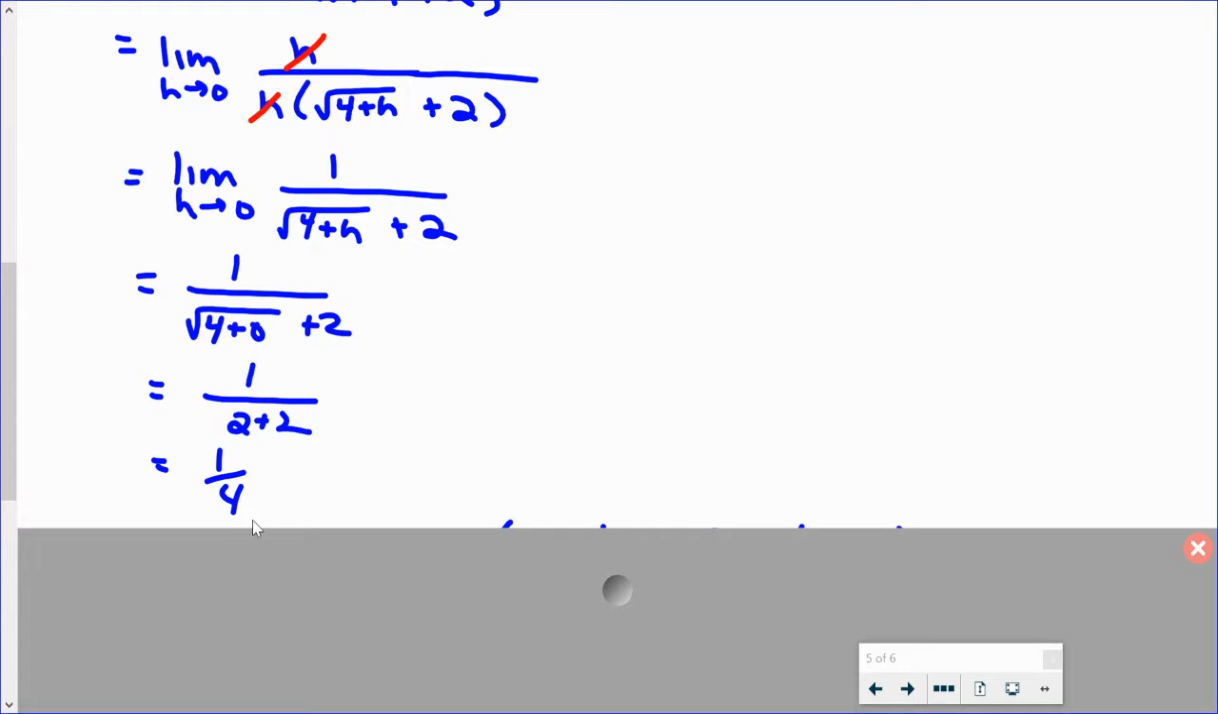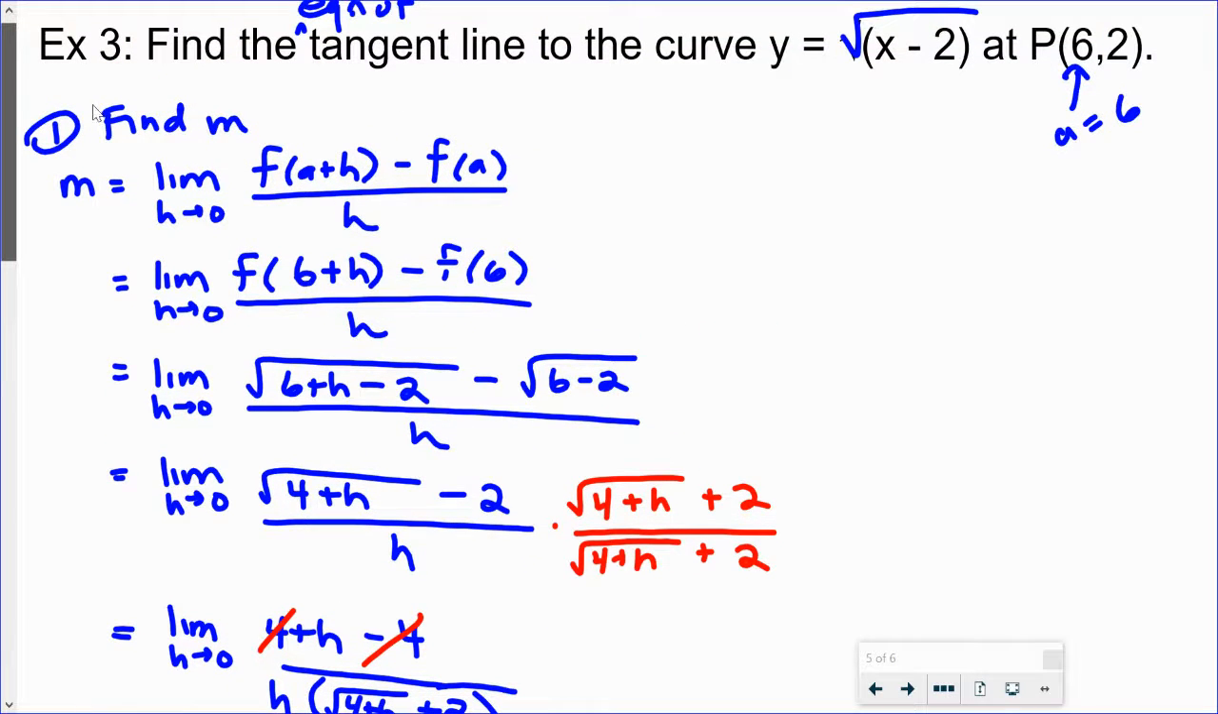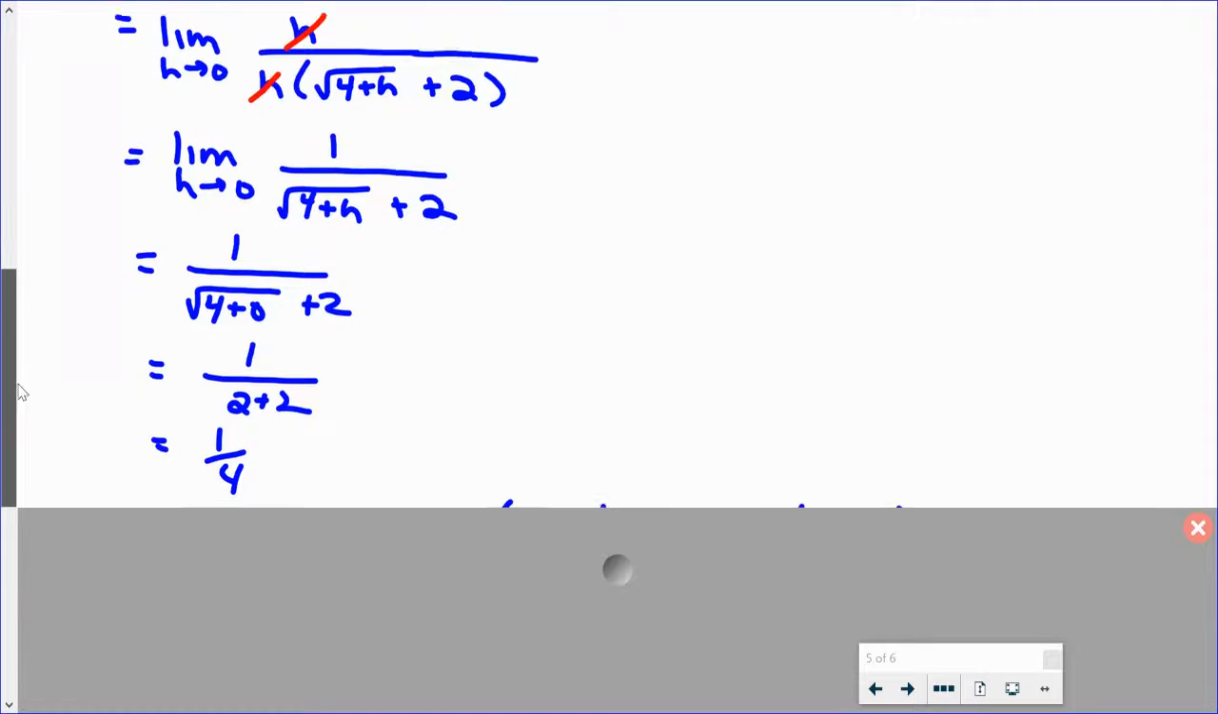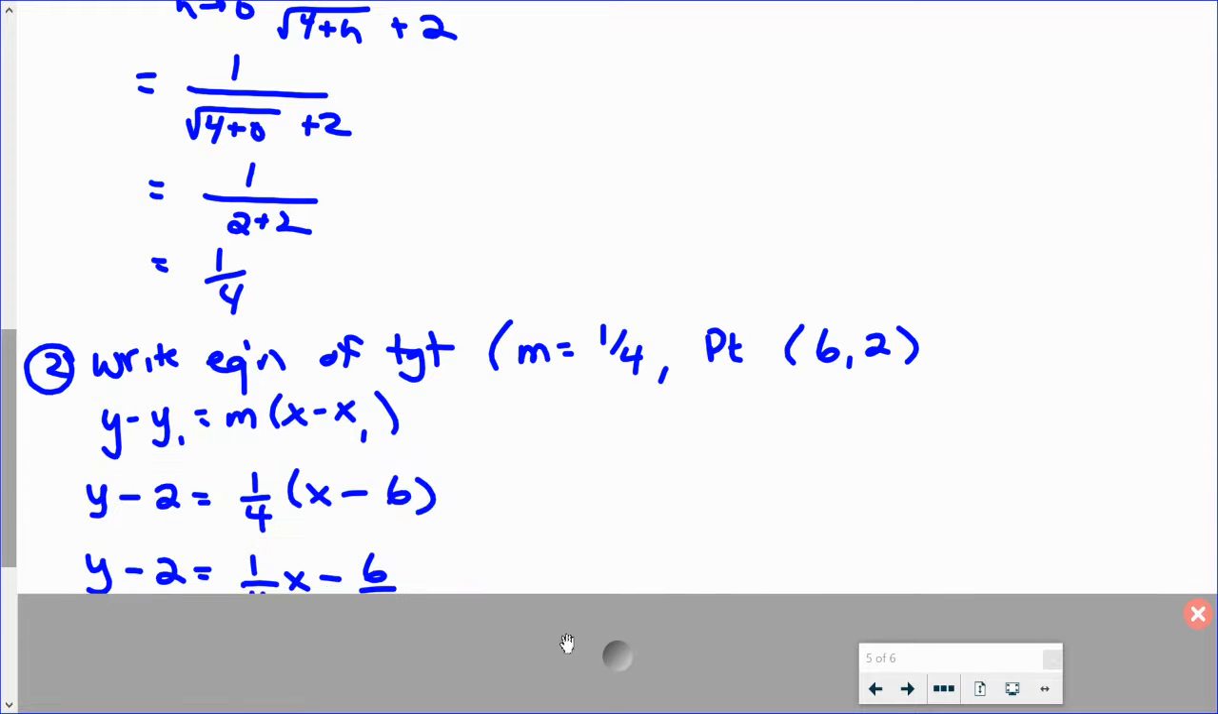Remember that that's not the whole question, because the question asked me to find the equation of the tangent line. So I had to find the slope. Now I'm going to write the equation of the tangent using the slope of 1/4 that I calculated and the point (6, 2). Okay, I'm using point slope form here. I like that the best. I plug in my slope for m. I plug in this value for x1 and this value for y1. And I simplify.